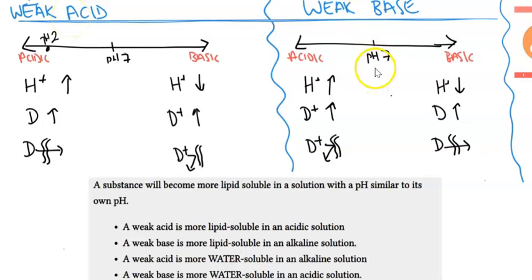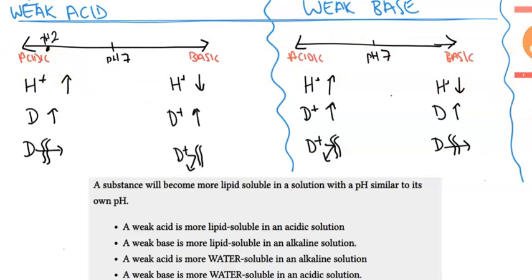Let's look at weak base. If I give you a drug and I tell you this drug is a weak base, an example of a drug that is a weak base is local anesthetic. Local anesthetic is always a weak base. So if I give you a weak base drug, and let's just hypothetically say it enters your stomach and gets absorbed through your stomach, which we know is more acidic.